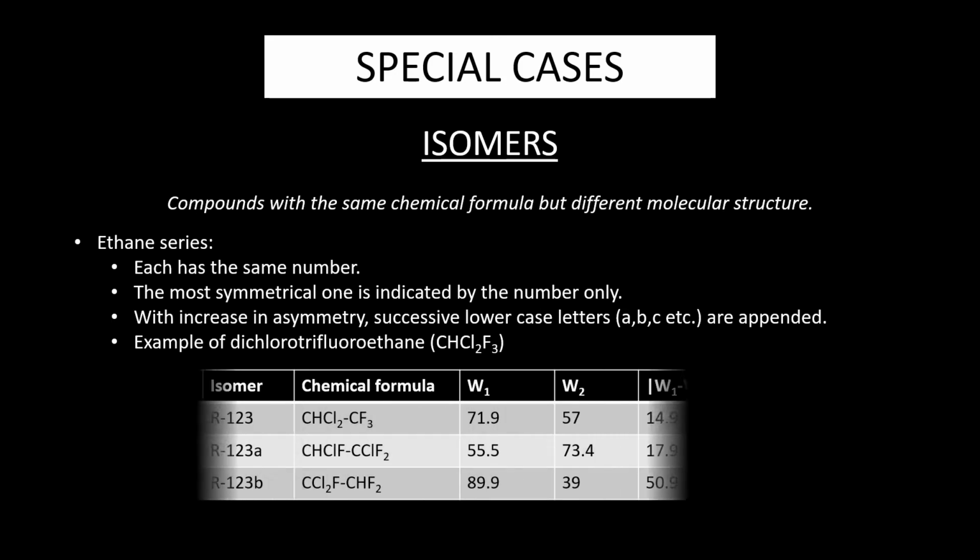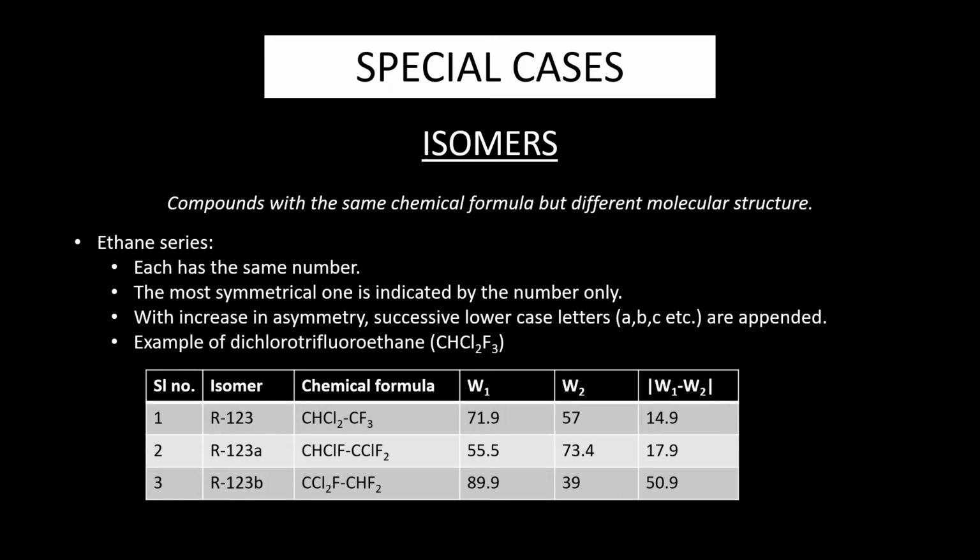dichloro-trifluoromethane. The compound is designated by R123. Now the chemical formula is CHCl2CF3. Now here we see W1 and W2. So W1 and W2 are the masses attached with the first and the second carbon atom. The difference between these two is found. The isomer is considered more unsymmetrical when the absolute value of the difference between W1 and W2 is higher.